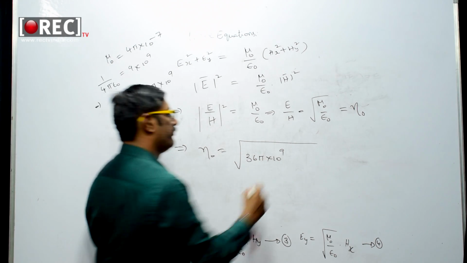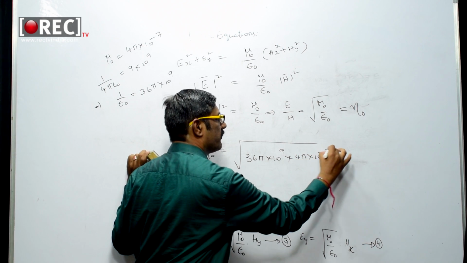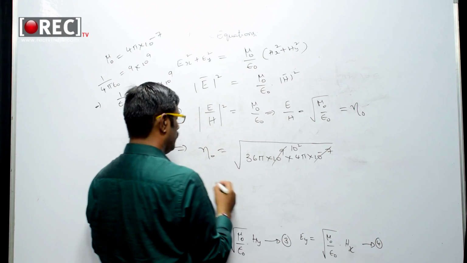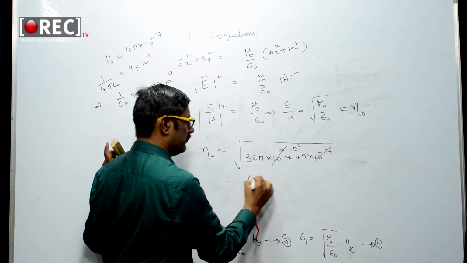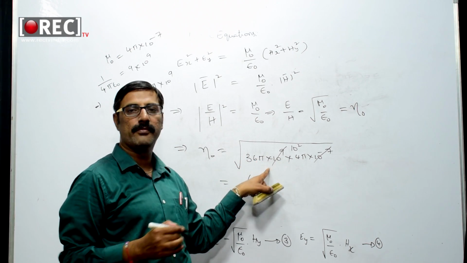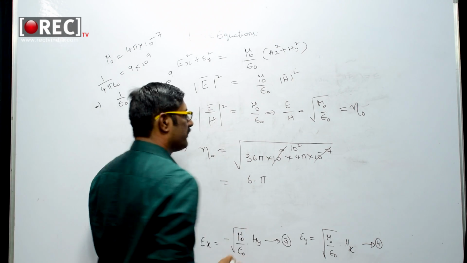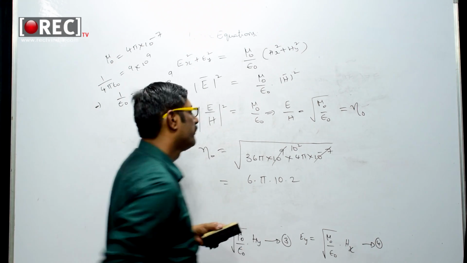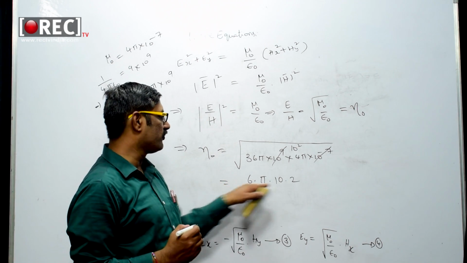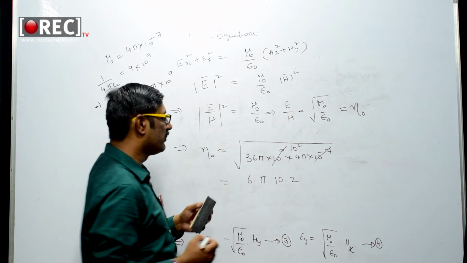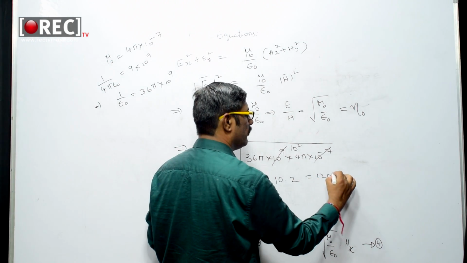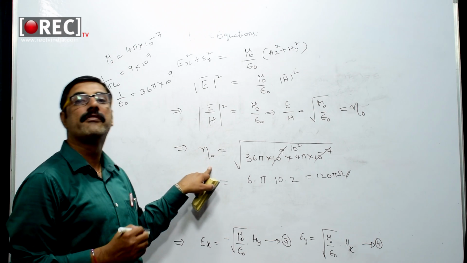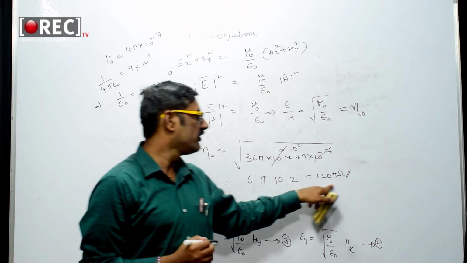Into mu naught, which is 4 pi into 10 to the power of minus 7, under root of. So you have 10 to the power of 2 here. Now, under root of 36 is 6, into pi, pi square under root is pi, 10 square under root is 10, into 4 under root is 2. So 6 into 2 is 12, 12 into 10 is 120, 120 into pi. So you have the eta naught value as 120 pi ohms. So the intrinsic impedance offered by free space, eta naught, is 120 pi ohms.